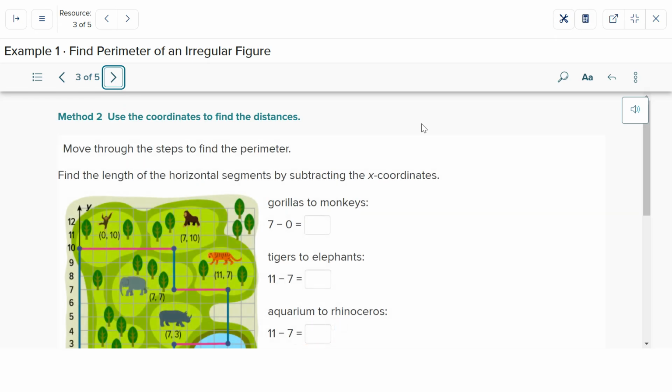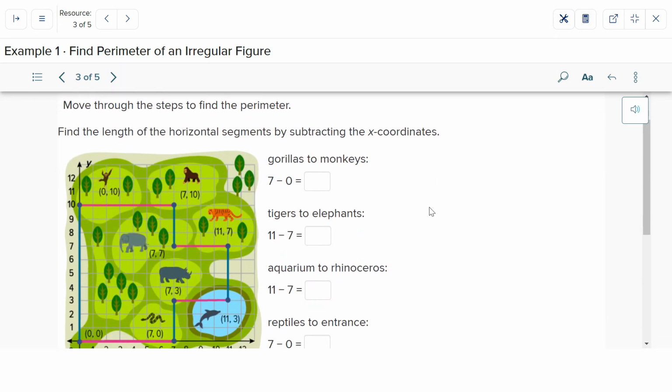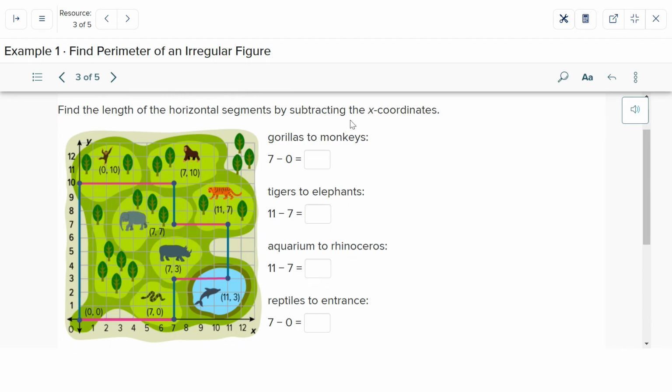Or you can use the coordinates to find the distances. So we could find the length of the horizontal segments by subtracting the x coordinates. All of these are going to have the same y coordinates. So here we have 0, 10, and 7, 10. Those y coordinates match. So we could subtract 7 minus 0, which is obviously 7. Tigers to elephants here, both y coordinates are 7. So we can go 11 minus 7. That's subtracting the x coordinates.